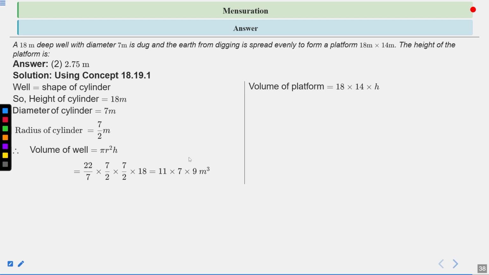The volume of the platform becomes 18 into 14 into h, and this is also equal to the volume of the well. So we can compare it. The height of the platform will be pi r square h upon 18 into 14. Now we know that the volume is 11 into 7 into 9 upon 18 into 14. When we calculate, we get the height of the platform, which becomes 2.75 meter. So the second is the correct answer of this question.